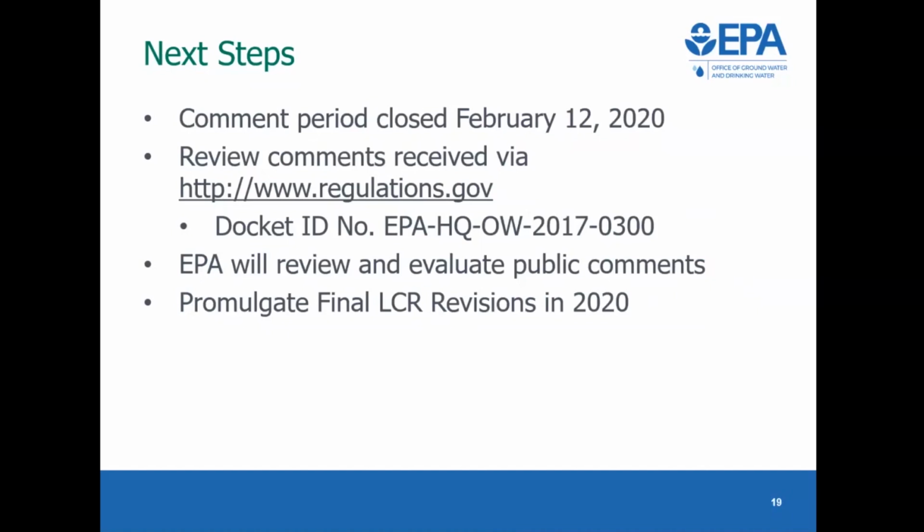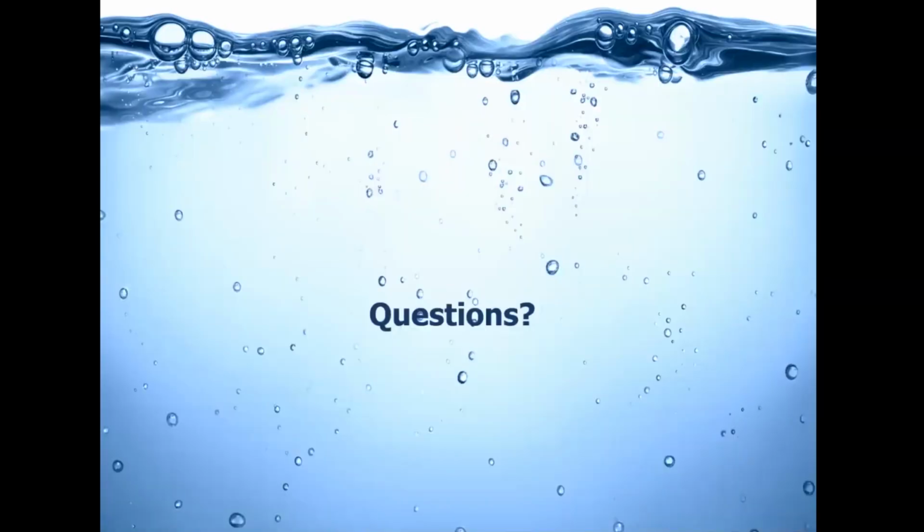In the coming months, EPA, of course, will be reviewing all these comments and evaluating them to determine if changes need to be made to the proposed rule requirements in response to new data collected as part of the comment period. And we are still looking to promulgate the final revisions to the lead and copper rule in 2020. Now, I rolled through that fairly quickly. I think we have a lot of time for questions then.